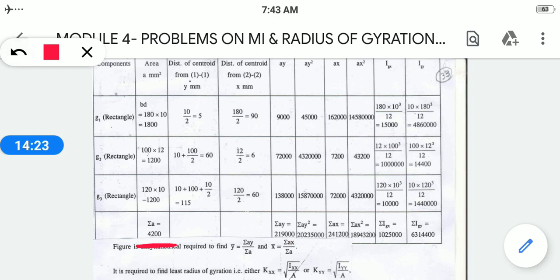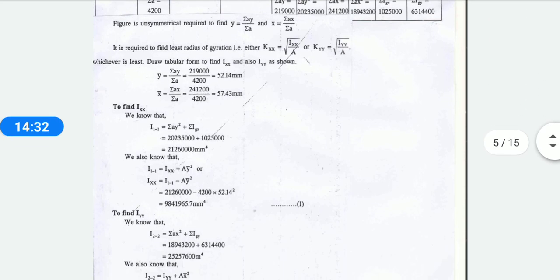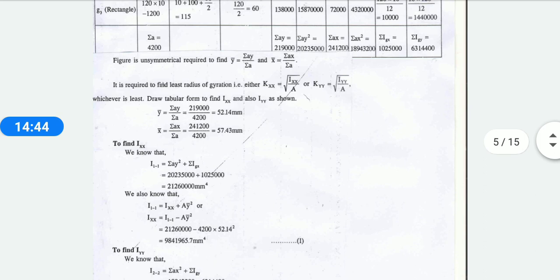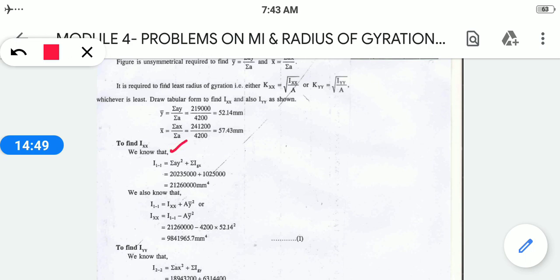Next, our ultimate aim is to find Ixx and Iyy. That is what they had found here, x bar and y bar. Then we have to move into the I11 formula. I11 is equal to summation of Ay square plus summation of IGX. Take the values according to the table. Already we know our summation of Ay square and summation of IGX. Substitute in the formula to get I11. Then substitute in the formula and get your value of Ixx. Got it? This capital A is your summation of area.